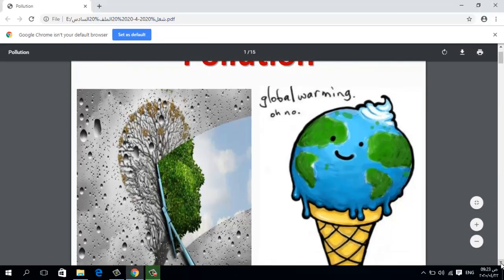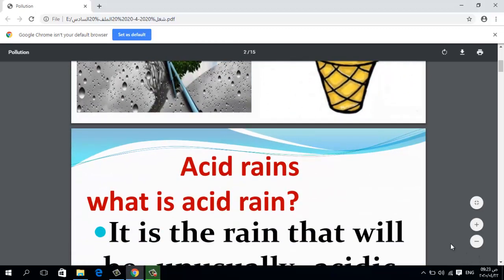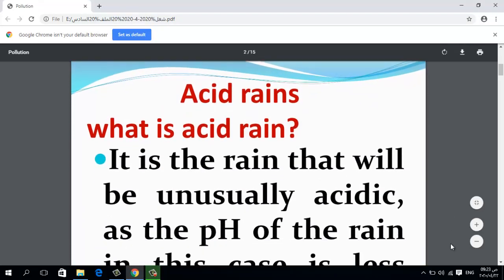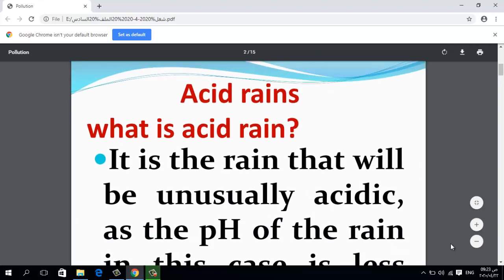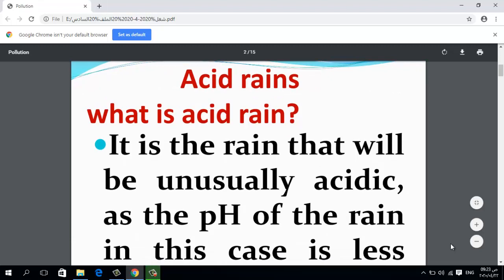We'll explain something called acid rain. What is acid rain? It's rain that is unusually acidic. You know that rain can't be acidic, it will be equal in its pH. So the pH of normal rain is nearby 7, as water, as you know maybe from your previous studying. So now what about acid rain? It will not be normal, it will be acidic.